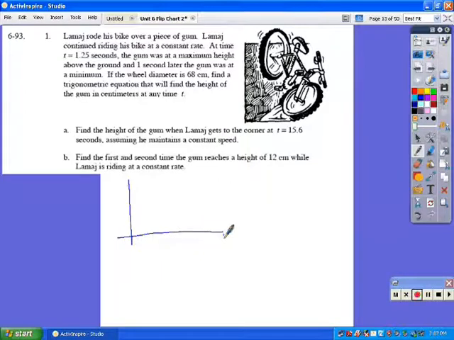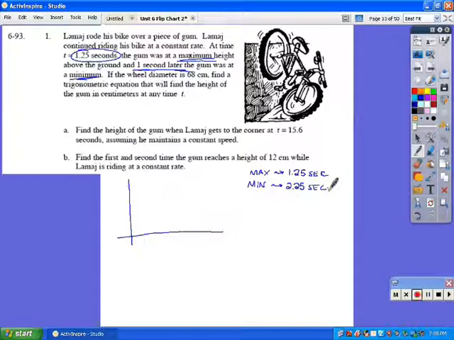So in this particular problem, we see that at 1.25 seconds, the gum was at a maximum height. Okay, so we know max, and that is at 1.25 seconds. Alright, 1 second later, the gum was at a minimum. So the minimum happened 1 second after that, which would be 2.25 seconds.